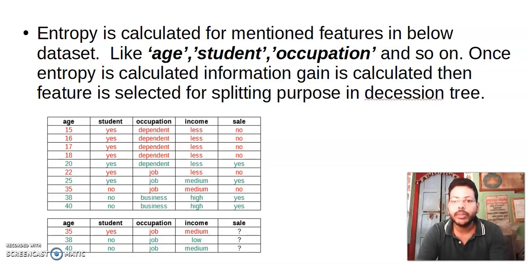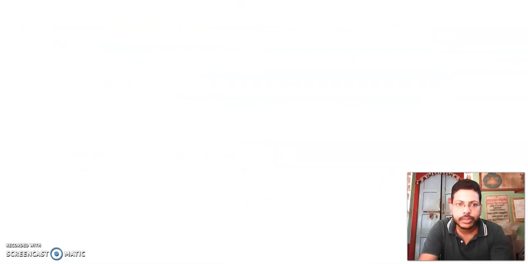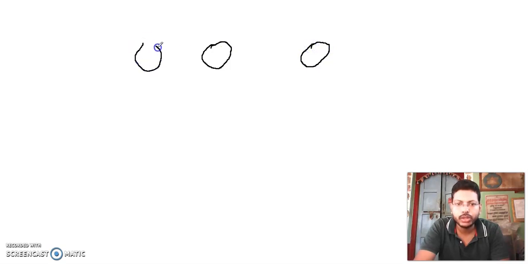Once entropy is calculated, information gain is calculated, as I have already told. Then the feature is selected for splitting purpose in decision tree. Let me show you on the screen. Out of so many features, there are various features: occupation is there, student is there, age is there. So whether we should select the student feature or the age feature or the occupation feature? Suppose we randomly picked this student feature. When the entropy is calculated, we found there is a lot of entropy, or it is quite complicated.